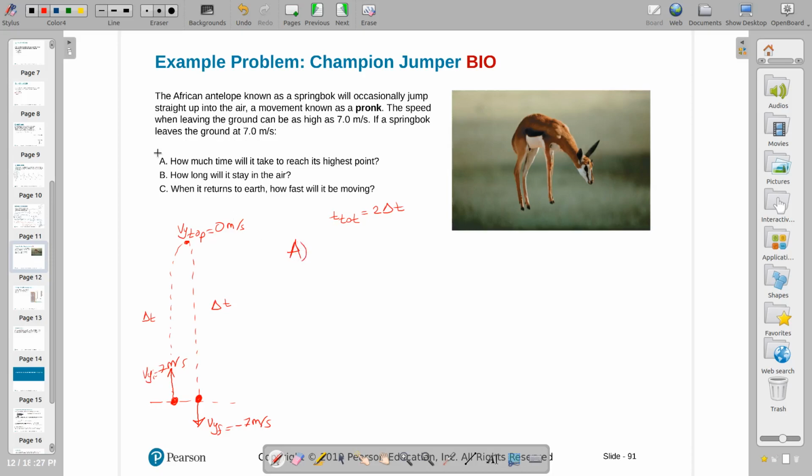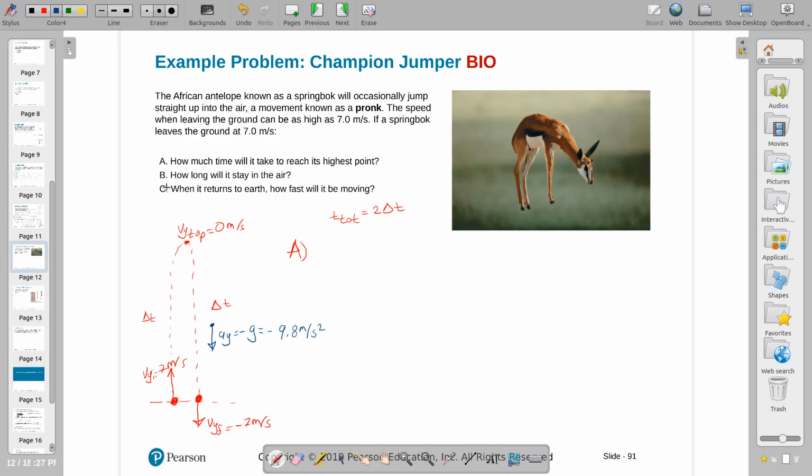A is asking how much time it will take to reach its highest point. We can use the velocity to find that, and we know that for any free fall motion we have an acceleration along y that is always equal to minus g. Its direction being downward means it's minus. And we know g is equal to 9.8, so it will be minus 9.8 meters per second squared.